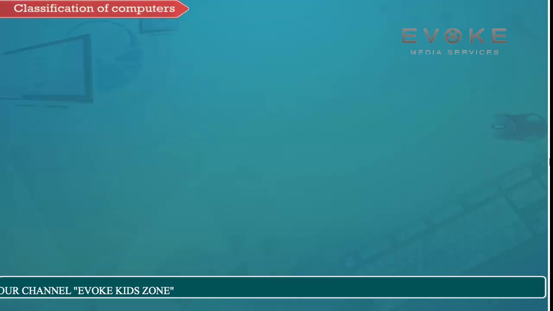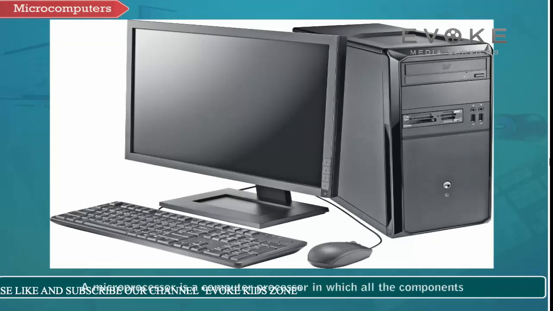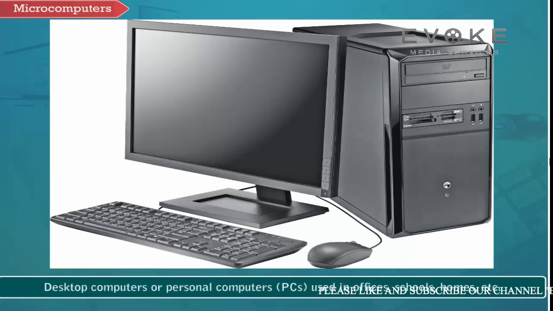Classification of computers. On the basis of their size and performance, computers are generally divided into the following types. Microcomputers. A microcomputer is defined as a computer working on a single microprocessor. A microprocessor is a computer processor in which all the components are a part of a single integrated circuit or chip. Microcomputers are used by a single person at a time.